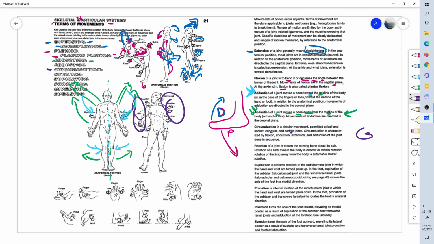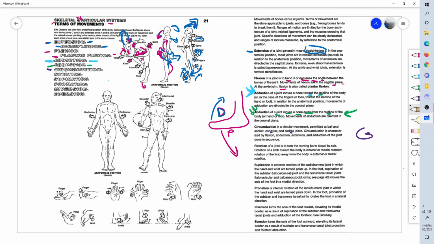Circumduction there. Here's adduction here. Adduction. And circumduction. Now, rotation. Let's say you just simply turn your head to look to see what's behind you. That's called rotation.